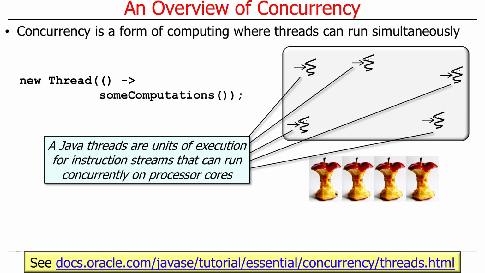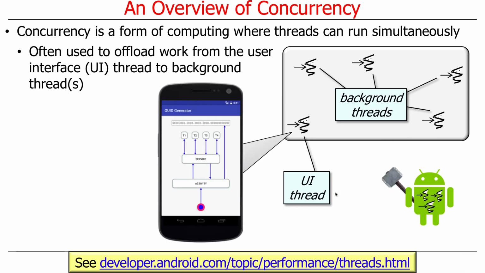And how do you make a thread? We've seen some examples. You would say new thread, and you'd give it some computation to do its thing. Now, in concurrent style programming, if you're running concurrently, the most common use of multiple threads is to allow the user interface thread to focus on interacting with the user. That's why it's the user interface thread. And to offload work for longer running computations to one or more background threads.